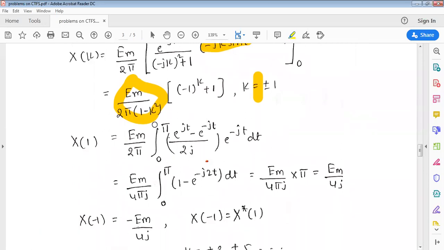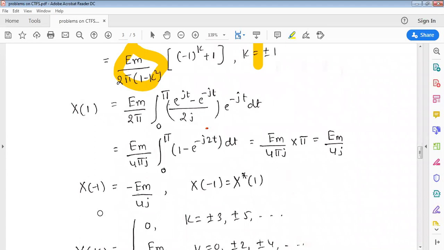Now what I will do, I'll multiply this one together, e power plus j and minus j will become 1, and 1 by 2j goes outside, Em by 4 pi j, and e power minus j 2 pi t into dt. So Em by 4 pi j, integral of this one is t, and this one will get cancelled because cos 2 pi t is e power j 2t divided by 2. When pi it will get cancelled, when 0 also it will get cancelled. So the second term will become null and void. So what you get is only pi. So pi will get cancelled. I have Em by 4j.